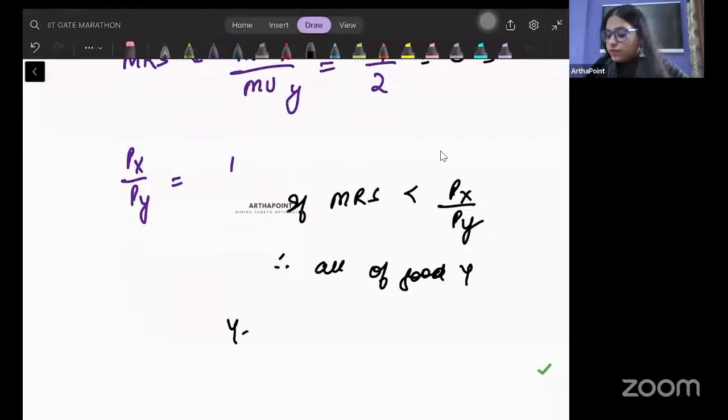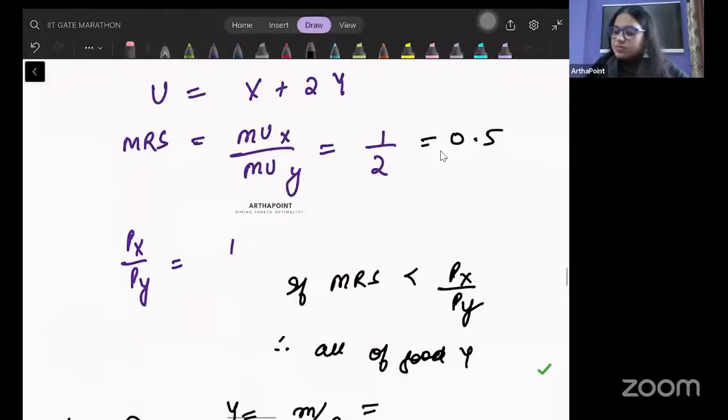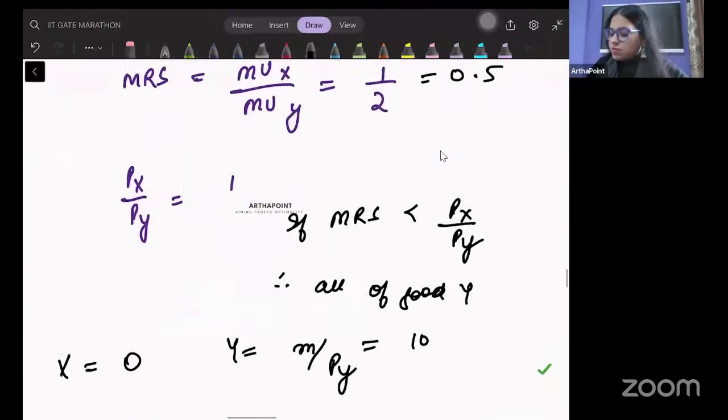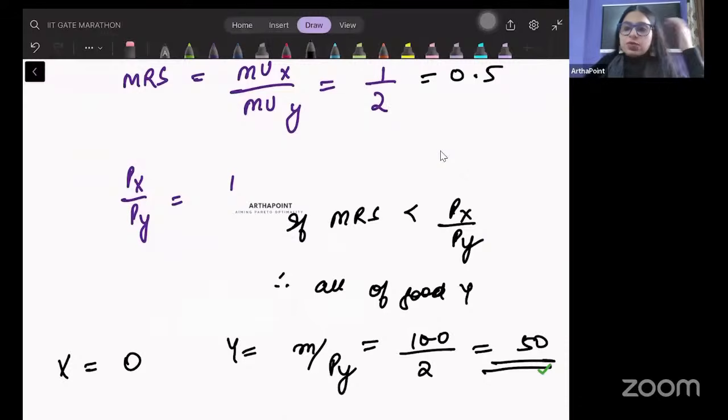तो all of good Y में कितना Y consume कर सकते हो? M by PY. कितना X consume कर सकते हो? 0. You're putting all your money on good Y. So your income is given to you as 100. Price of good Y is 2. So you will be consuming 50 units of good Y.